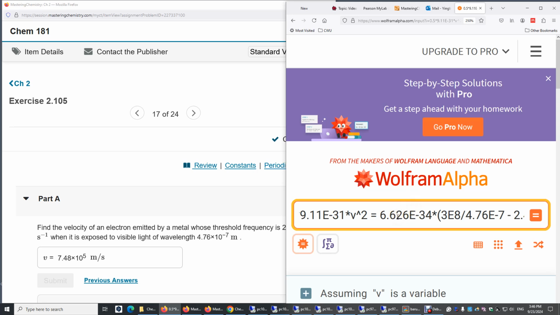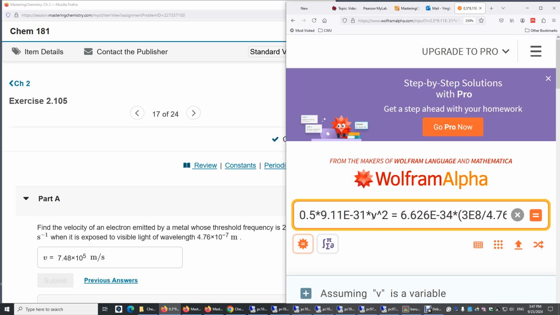What if you have only a calculator? Well, I would do it step by step. So first, I would compute the frequency of the incident photon, which is the speed of light divided by the wavelength of the photon. We get the frequency of the photon. And then minus the threshold frequency. The difference multiplied by the Planck constant, that would be the kinetic energy of the electron.